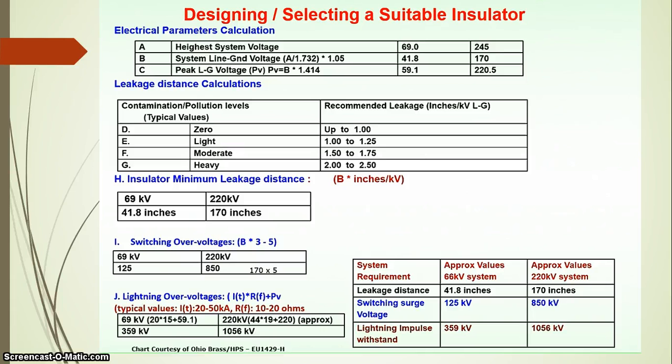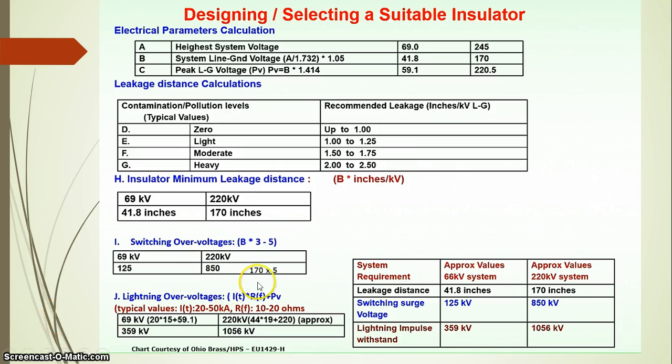After that, here we have seen that for a 220 kV system with a maximum operating voltage of 245, the leakage distance required is 170 inches, which is approximately equal to 4.3 or 4.28 meters. That means the conductor coming to the tower will have a distance of 4.2 meters as its insulation, which is provided by a string of insulators, and the leakage distance is the distance between the ends of the insulator string.